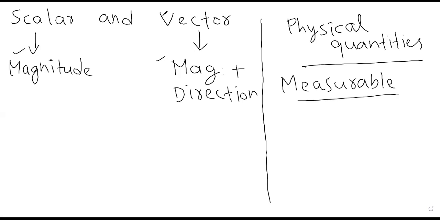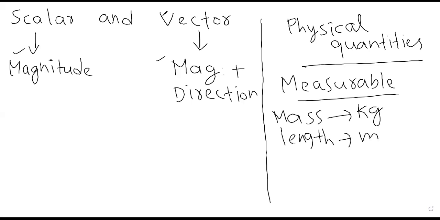And what are the quantities which are measurable? Like mass, we can measure the mass of an object in a unit named kg, meaning kilogram. We can measure the length of an object by a unit named meter, represented by small m. We can measure the time taken by any object in a unit called seconds, represented by s, and also a lot of other physical quantities which are easily measurable through any device or through any numerical formula.